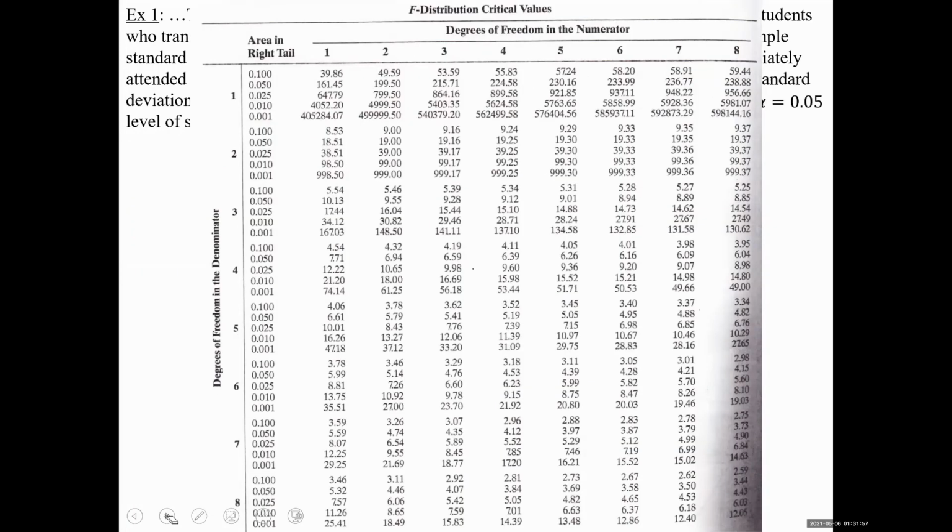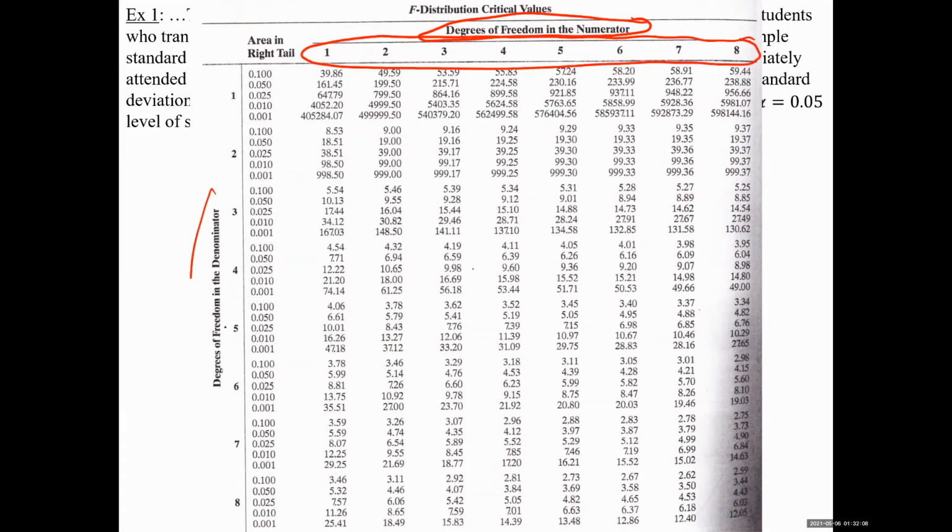Here's the first page of the F table. Here it says degrees of freedom in the numerator, DF1. Notice the numbers are small, 1 to 8. Degrees of freedom in the denominator, that's DF2, that's on the side. Those numbers are all small again, from 1 to 8. So if both DF1 and DF2 are small numbers, you're going to use this first page. But ours were both big, so we're not going to use this page. Let's go to the next page.